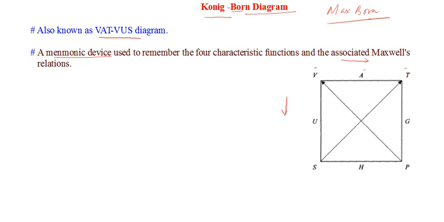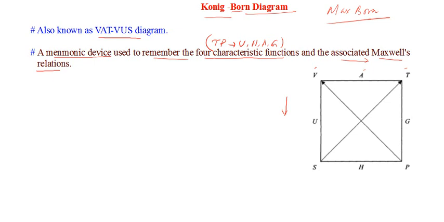Okay, remember, the conic bone diagram is a mnemonic technique used to remember or recall the four characteristic functions. What is meant by characteristic function? Characteristic function is another name for thermodynamic potentials, namely U, H, A and G. These are the characteristic functions of thermodynamic potential, and the associated Maxwell's relations. Associated Maxwell relations, because we have defined the four Maxwell relations from the definitions of U, H, A and G. So if you are able to recall these things, you will be able to write the Maxwell relation.